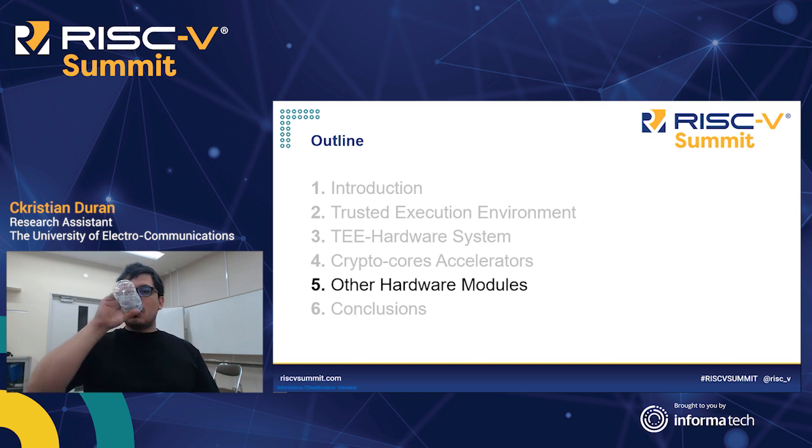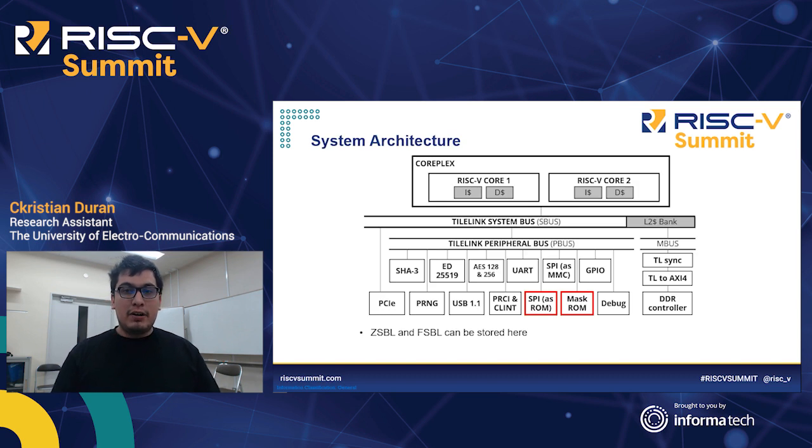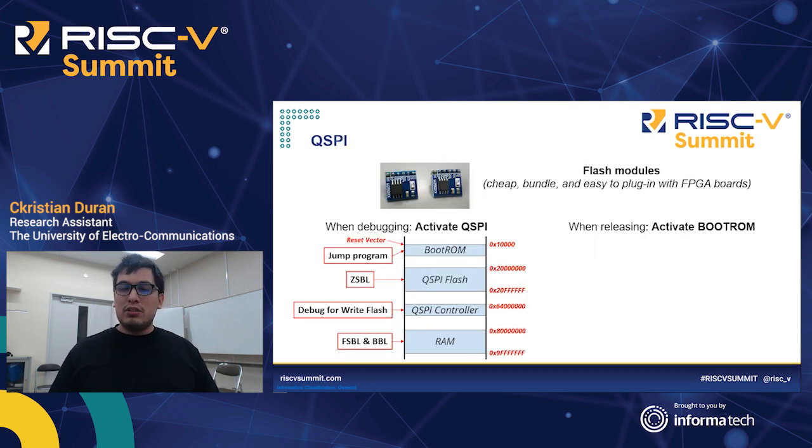So, we are not finishing this presentation. We will add a description for the other hardware modules that are also contained in the TE hardware. First, we will talk about the flexibility for the older ROMs where you can store the CSVL and the FSVL here. We consider that the flash modules are a good start for inserting non-volatile code. These chip solutions are cheap, easy to bundle, and very popular actually in microcontrollers. So they are very easy to bundle and to plug into the FPGA.